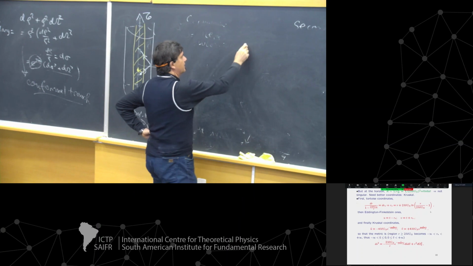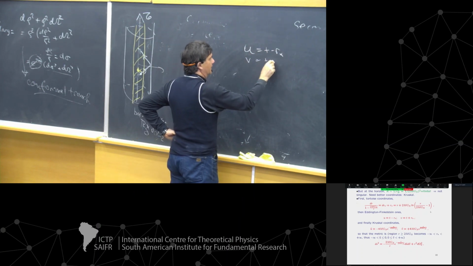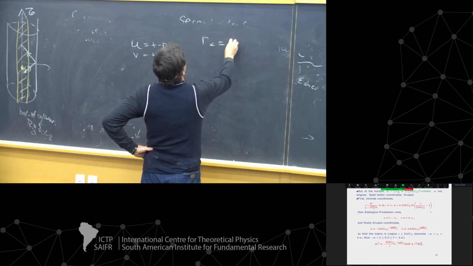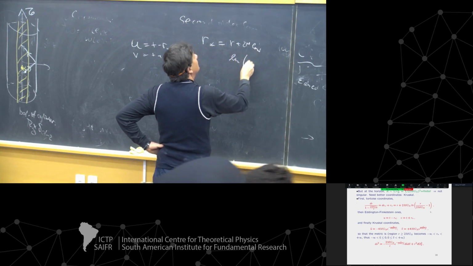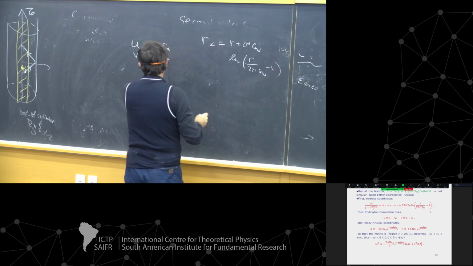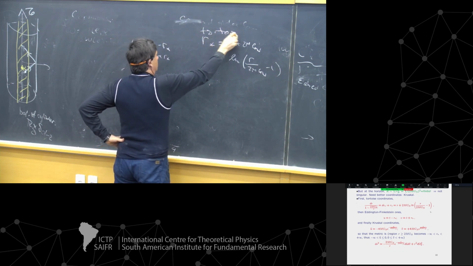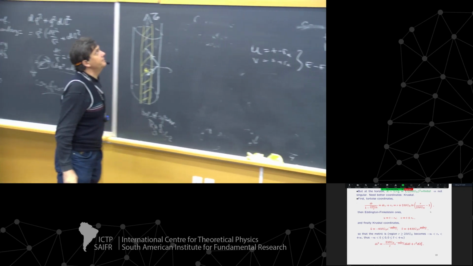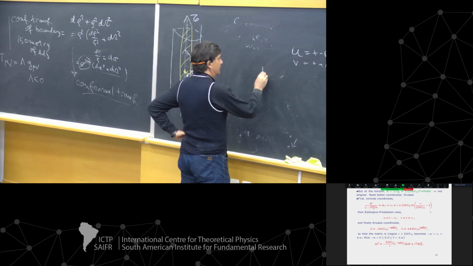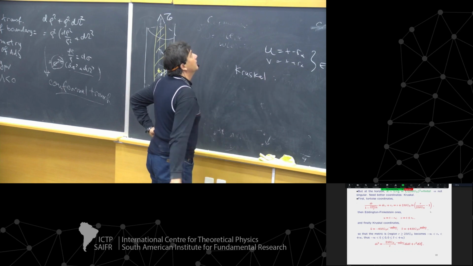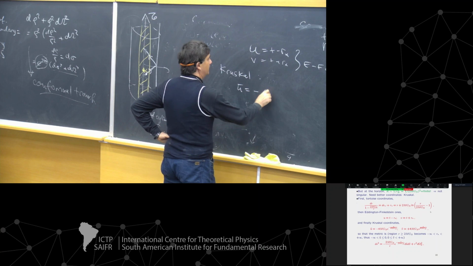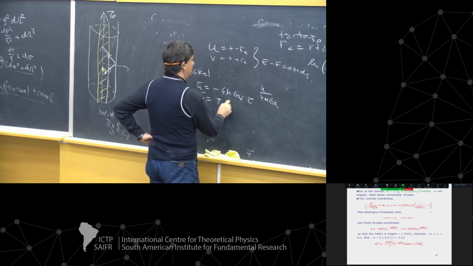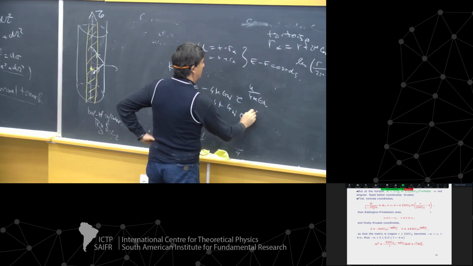So first, tortoise coordinates u = t - r*, v = t + r*, where r* is equal to r + 2MG_N log(r/2MG_N - 1). And then Eddington-Finkelstein coordinates, which are light-like. And finally, the Kruskal coordinates, which are these ones. U bar is -4MG_N e^(u/4MG_N), and v bar is +4MG_N e^(v/4MG_N).